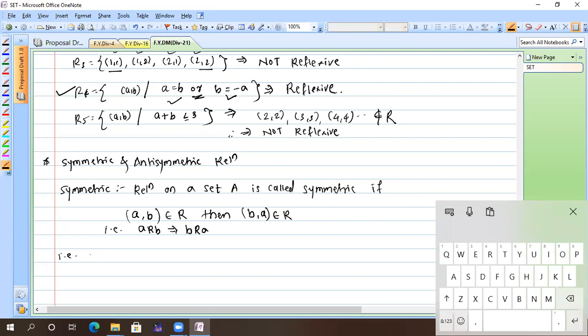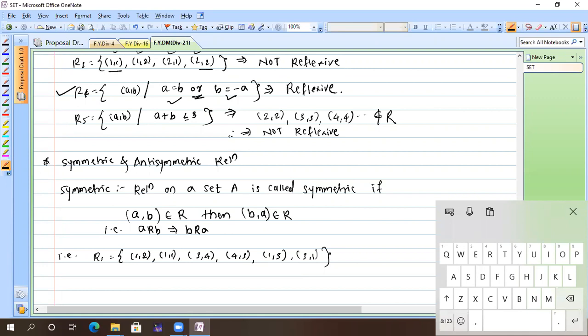So I give you one example. I just take one relation: (1, 2), (1, 1), (3, 4), (4, 3), (1, 3), and (3, 1). Is this R1 a symmetric relation? No. Why? Because it does not contain (2, 1).